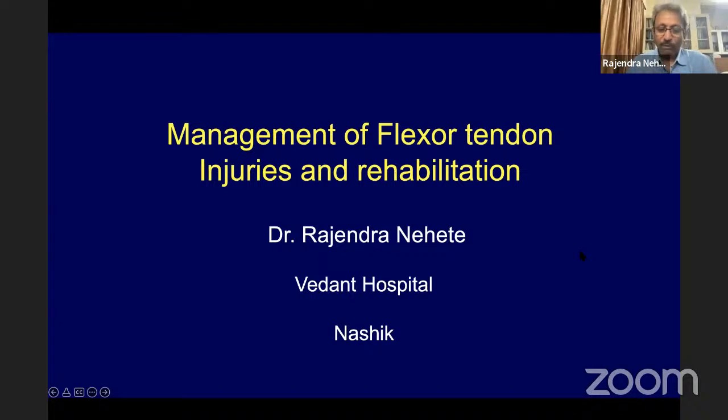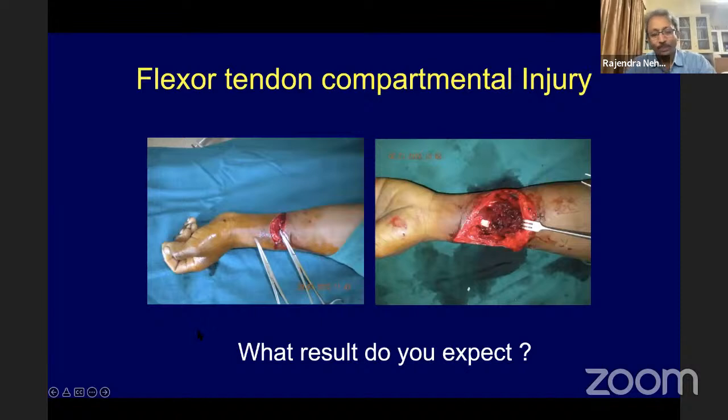So I work at Vedant Hospital. It's my private hospital, a 30-bedded tertiary care unit in plastic reconstructive surgery and hand surgery. And we do the whole spectrum of plastic surgery, but my passion is hand surgery and microvascular surgery. And that's how I am into this.